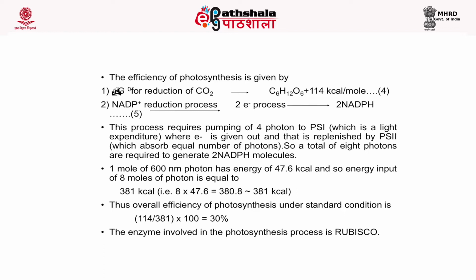1 mole of 600 nanometer photon has an energy of 47.6 kilocalories, and so the energy input of 8 moles of photons is equal to 8 into 47.6, which is 381 kilocalories. Thus, the overall efficiency of photosynthesis under standard condition is 114 divided by 381 multiplied by 100, which gives 30%. So this is the overall efficiency of photosynthesis, that is only 30%. And the enzyme involved in this photosynthesis process is rubisco.